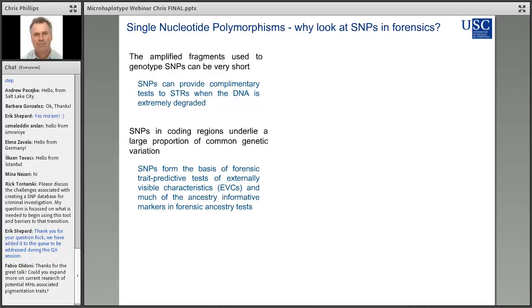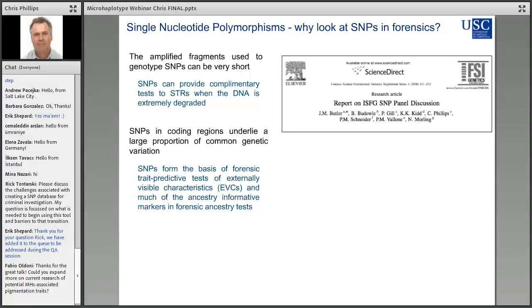And of course, SNPs are specialized markers for beginning to know something about the genetic variation that a donor might have. So that can include their externally visible characteristics and their ancestry. A lot of coding SNPs underlie visible characteristics, as well as promoter SNPs. And a lot of SNPs are used in ancestry informative tests for forensic purposes because they show good differentiation between populations.